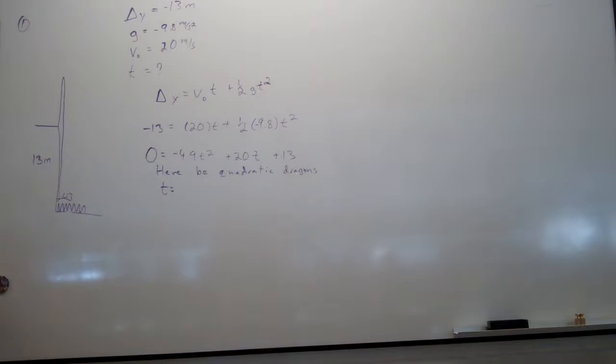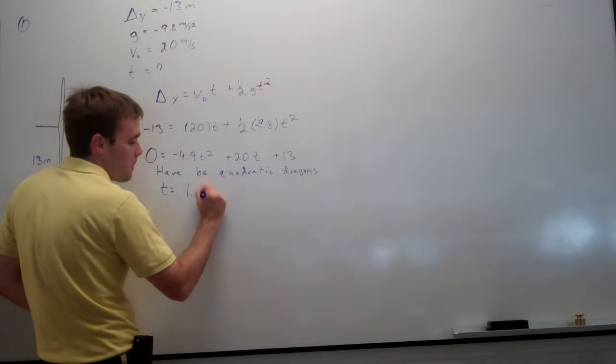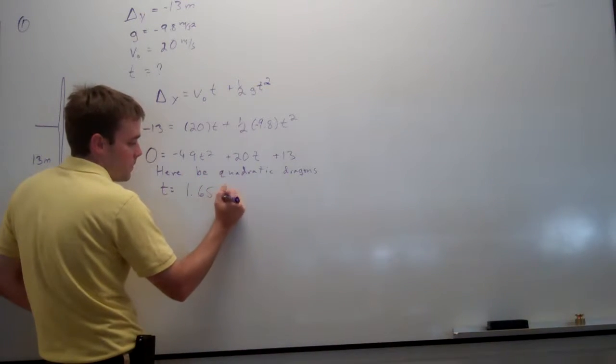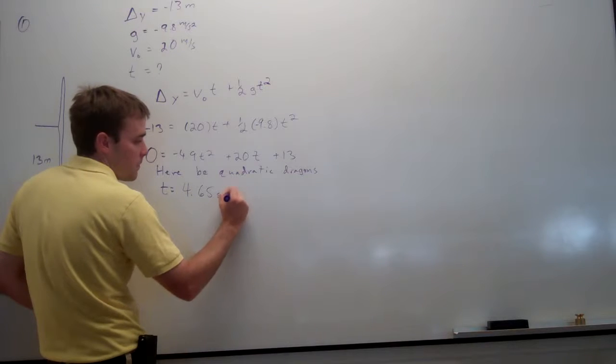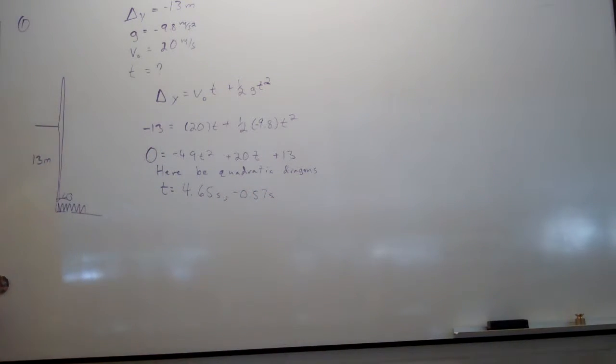Alright. So does anybody actually use the quadratic formula on their calculator to find the time yet? 4.65. You should have gotten 2 answers. What was the other one? 4.65 and negative 0.57. Alright, so you will get 2 answers. Which of those is correct? The negative one, yeah.